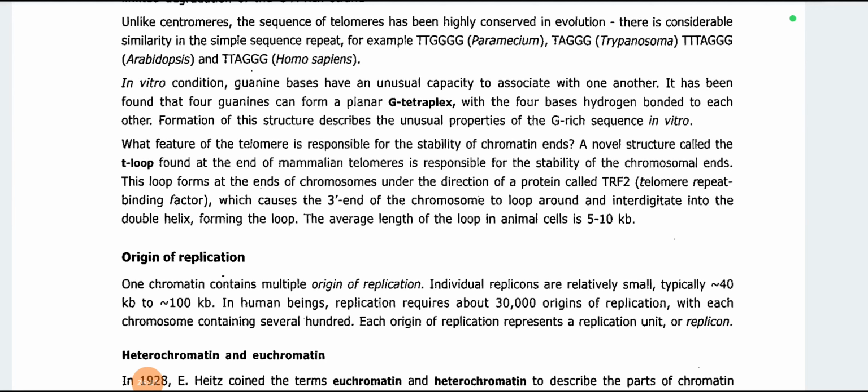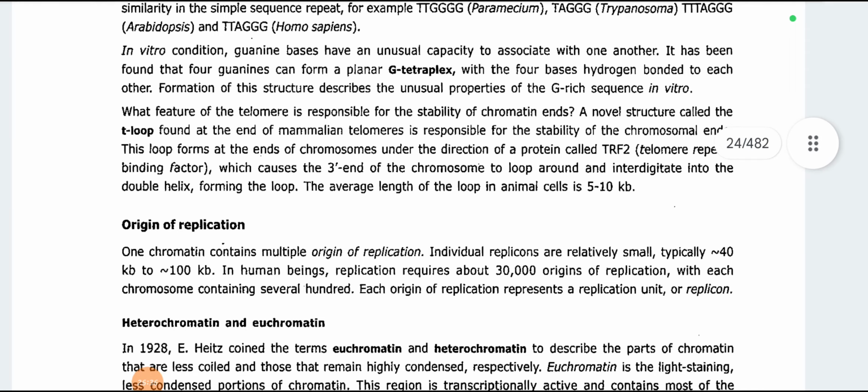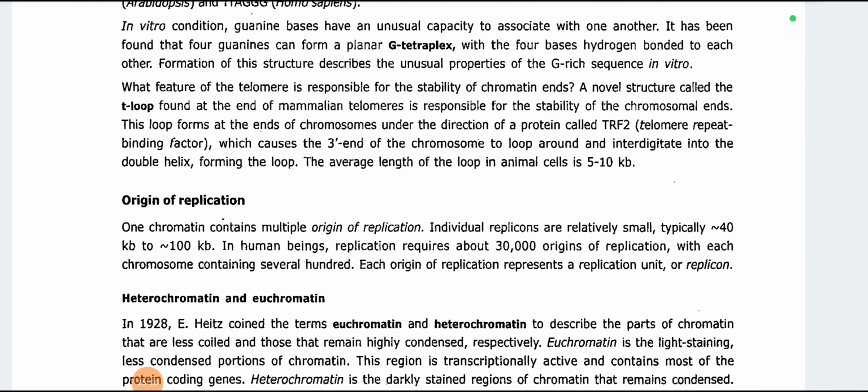Okay, so guanine bases have the unusual capacity to associate with one another, and 4 guanines can form a planar G tetraplex. So 4 bases are hydrogen bonded to each other. Okay, and this structure describes the unusual property of G-rich sequence, because a G tetraplex will be formed.